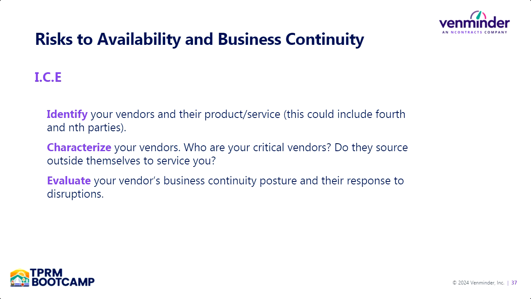So when you're talking about the risks to availability and business continuity, when you're doing that BIA and you say, yep, this vendor, if they go down, I'm going to be in big trouble, that's when you flip to this ICE: identify, characterize, evaluate.